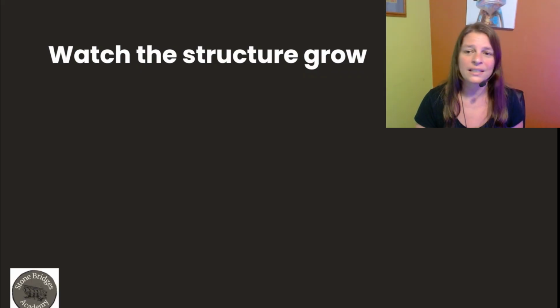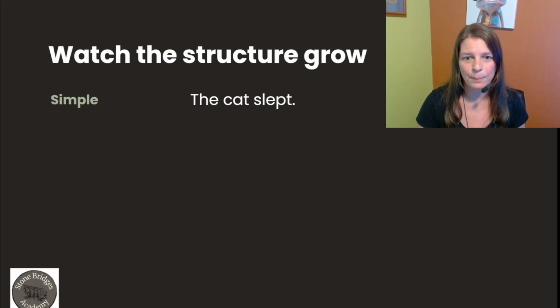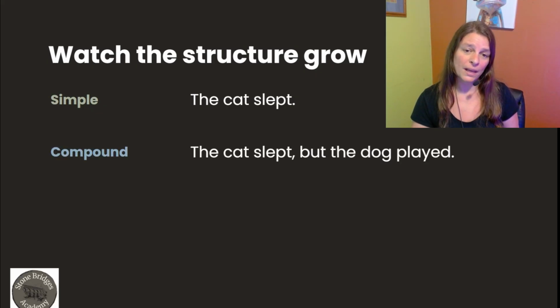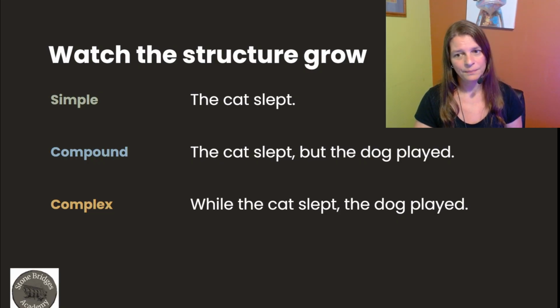Okay, so watch how this can grow, right? We're going to start with a simple sentence. The cat slept. Then we're going to make it into a compound sentence. The cat slept, but the dog played. Notice the comma. Notice the 2 independent clauses. Then we have our complex, the independent plus the dependent. While the cat slept, the dog played.